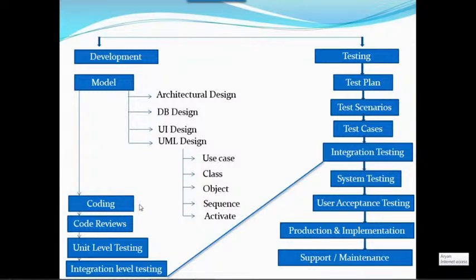Once the developer has finished writing the code, what will they do? They will go with code review. This is one of the most important steps. The code written by you will be reviewed by your senior person. Understand, right? Once the developer writes the code, that is not the final code. It should go for review. Once the code review is done, then they will go with unit level testing.